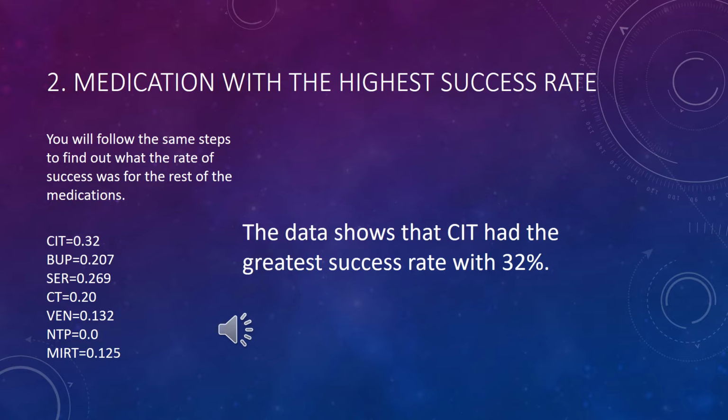For BUP success, it was 21% rounded. You will need to do the same for SER, CT, VEN, NTP, and MIRT. Of the highest success rate for all those medications, CIT had the highest at 32%.